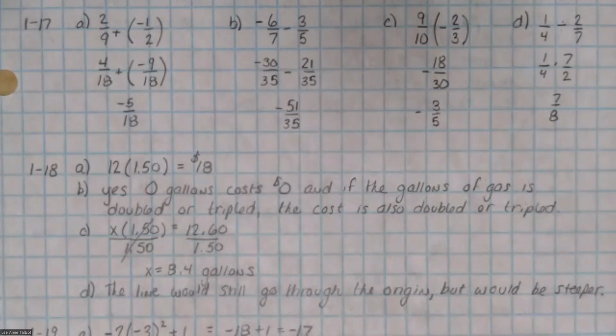Okay, then for 18, A was $18. You just multiply 12 gallons of gas times $1.50. B, you probably did not write your answer as fancy as I did. I wrote my answer in fancy language. What you're supposed to say is, yes, it's a line and it goes through 0, 0. I wrote it fancy though. But if you guys wrote, yes, it's a line and goes through 0, 0, that's just as good as what I wrote.